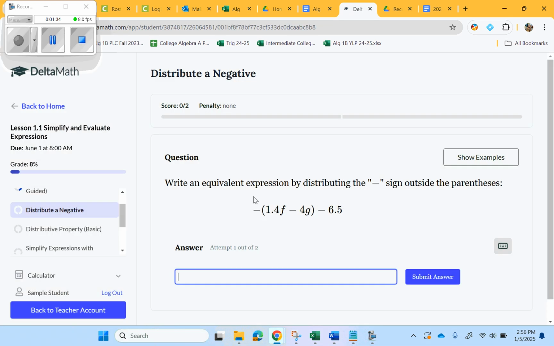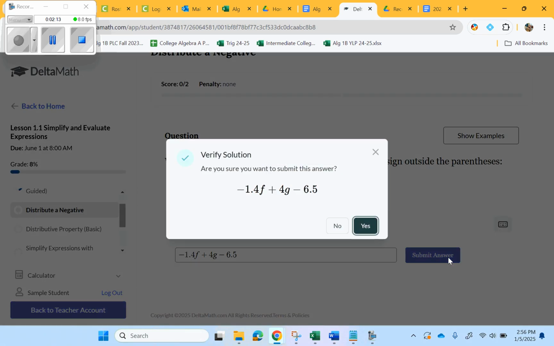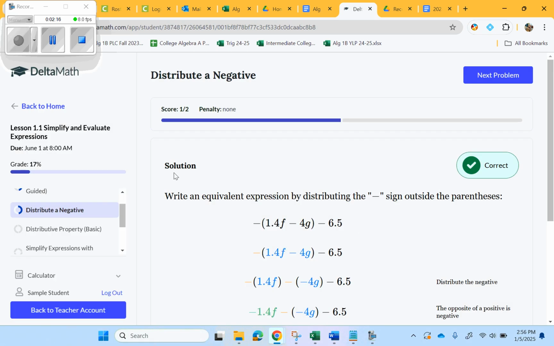Let's go to the next one. So distribute a negative. So we're going to take this negative and we're just going to distribute it to both things. So it says write an equivalent expression by distributing the negative sign outside the parentheses. Okay, so I'm going to say negative 1.4f, and then if you distribute a negative to a negative, a negative times a negative is a positive, so I'm going to say plus 4g, and then minus 6.5. I'm not doing anything with that 6.5 because it's on the outside, so we're just going to leave that alone. We're going to submit the answer, yes, and bam, we got it.